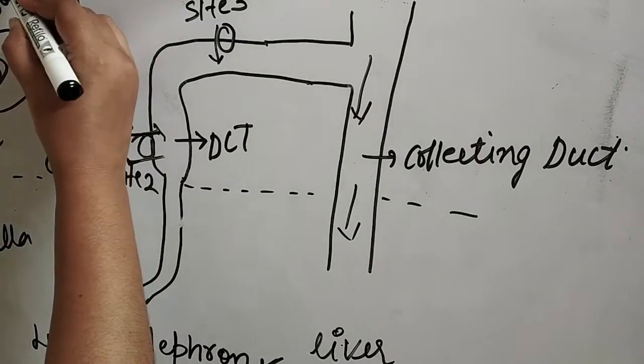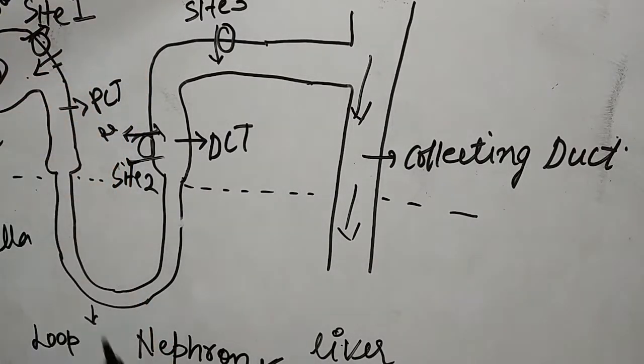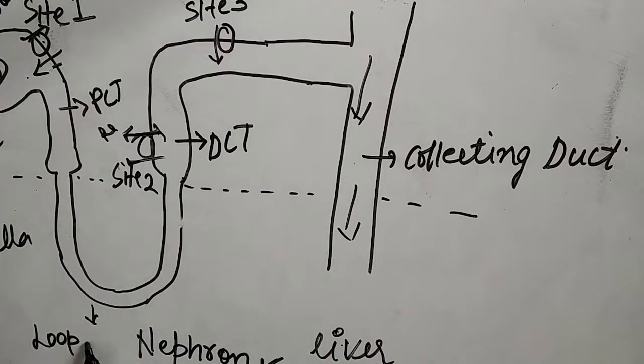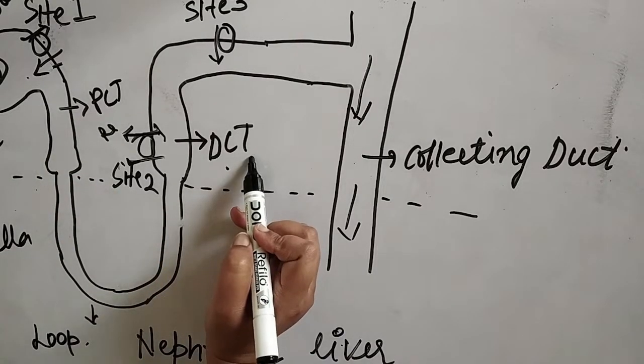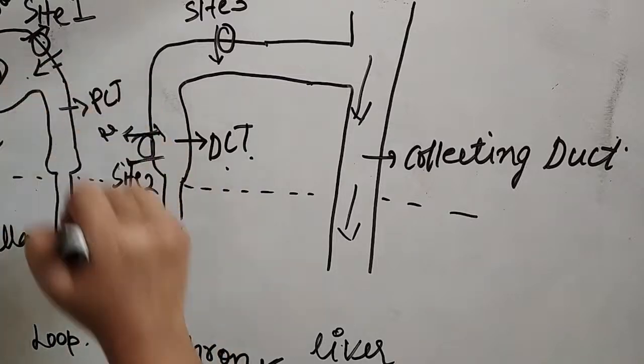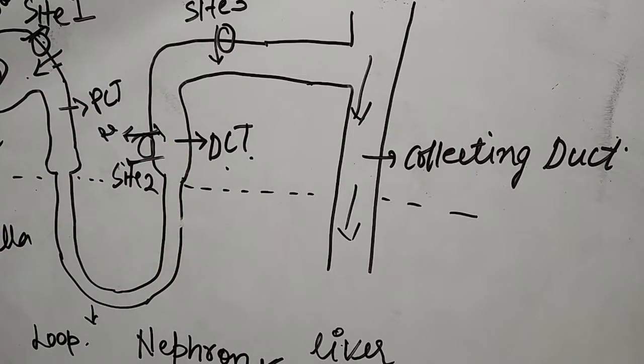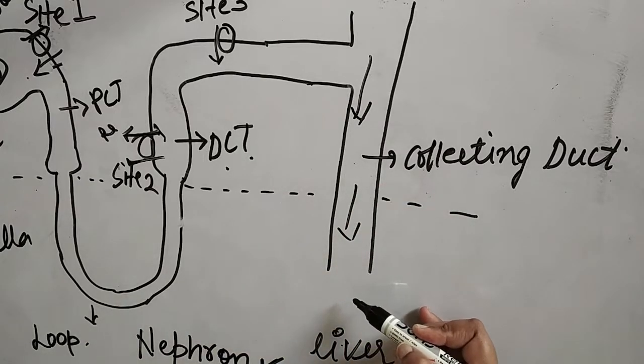So the filtration takes place in the Bowman capsule, and this is the PCT, the proximal convoluted tubule, this is the loop of Henle, and this is the distal convoluted tubule. All of these have specific channels through which the influx and outflux of ions take place, and the ions are collected in the collecting duct.